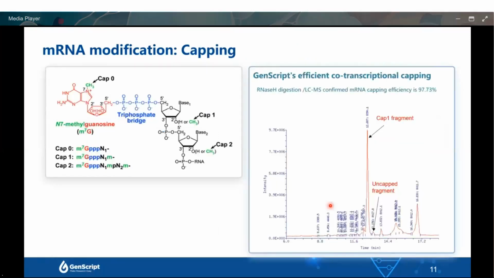Okay, so next is about the capping. We provide 3 kinds of capping: cap 0, cap 1, or cap 2. Our efficiency of capping confirmed by this LCMS is 97%. So it's quite efficient capping.